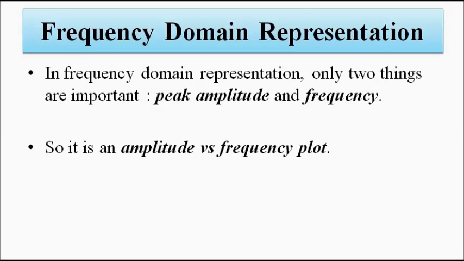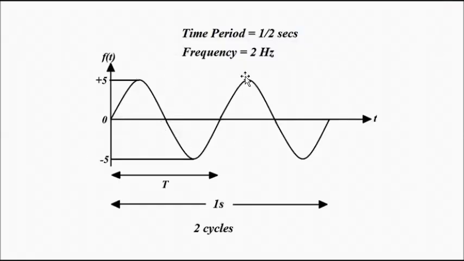For example, let us see, we have this signal here. Here the peak amplitude is +5, and here it is -5. The absolute value is 5, +5 in the positive direction, -5 in the negative direction. Next is frequency. Here, in 1 second the signal is completing 2 cycles. From here to here is 1 cycle, and again from here to here is 2 cycles. So the frequency is 2 Hertz.